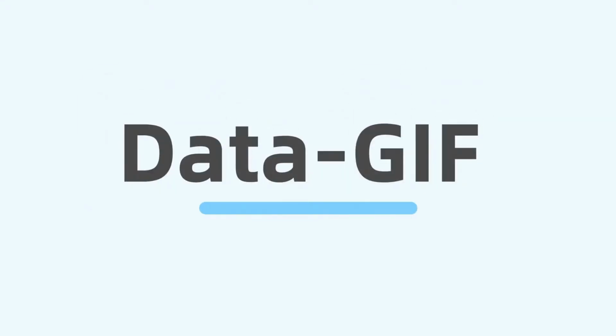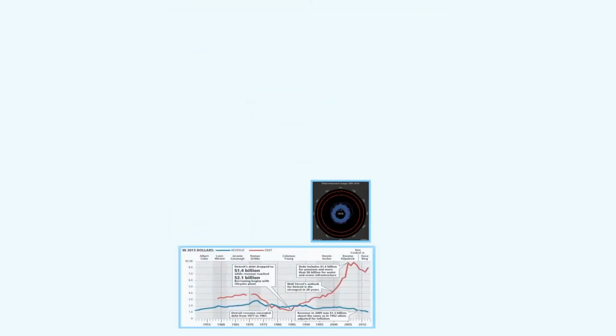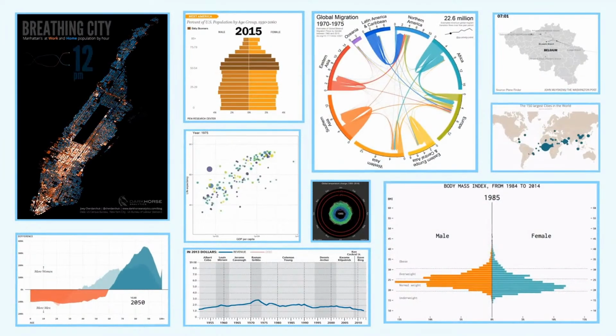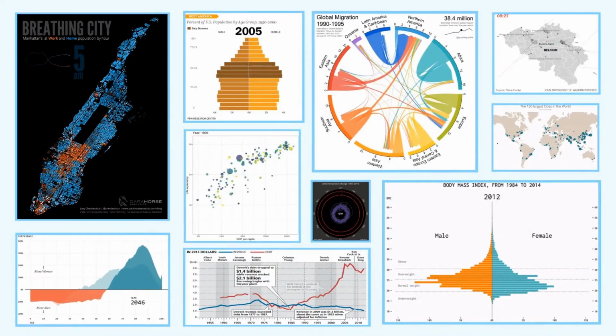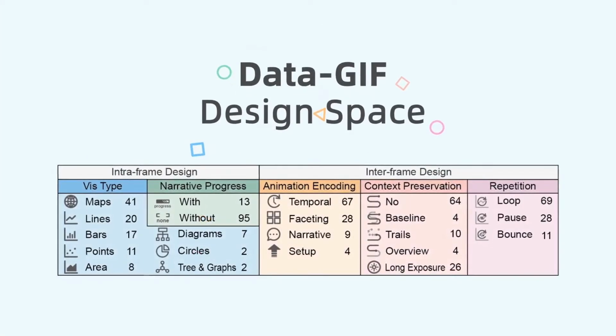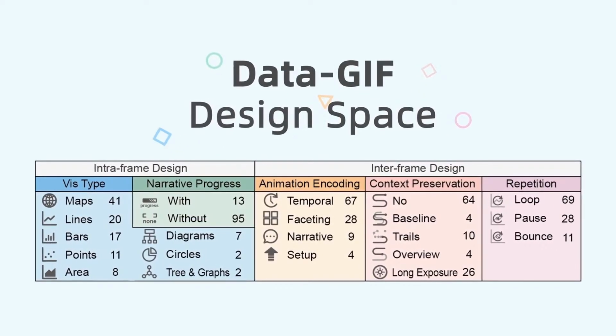Data GIFs are enjoying increasing popularity on social media as a format for data-driven storytelling with visualization. Simple visual messages are embedded in the short animations and are played in automatic repetition. Here we present a structured design space and a set of design instructions to create effective data GIFs.